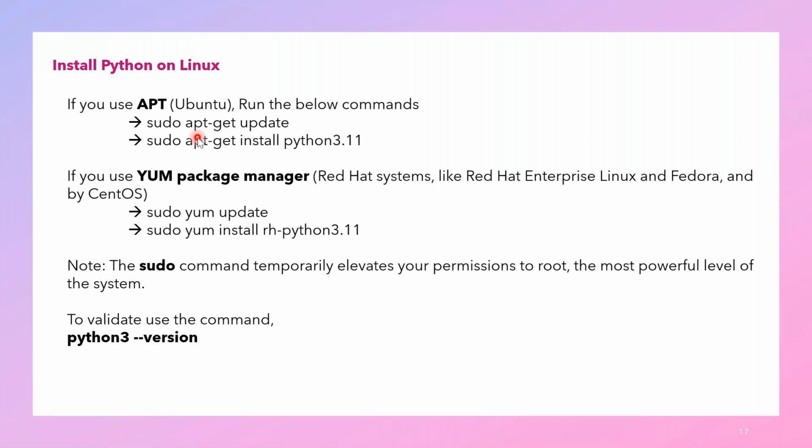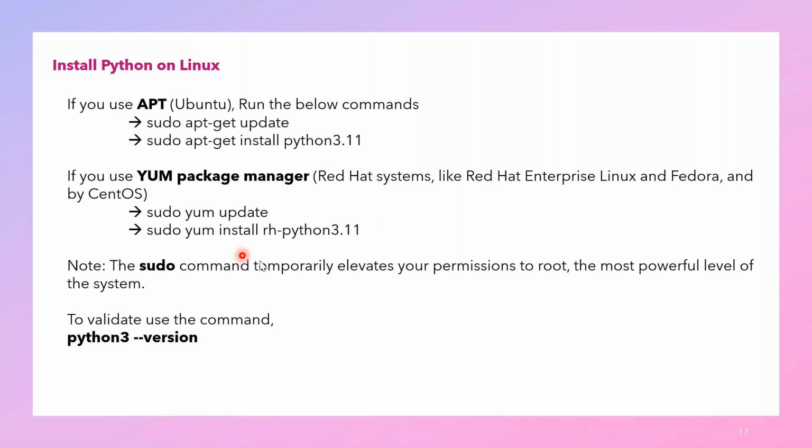If you are going to use Linux machines to install Python, then on Ubuntu, apt will work. You can do sudo apt-get update and then sudo apt-get install python followed by the version, whichever version you want. And if you're going to use the yum package installer on Red Hat machines, you have to use yum install rh-python with the version.